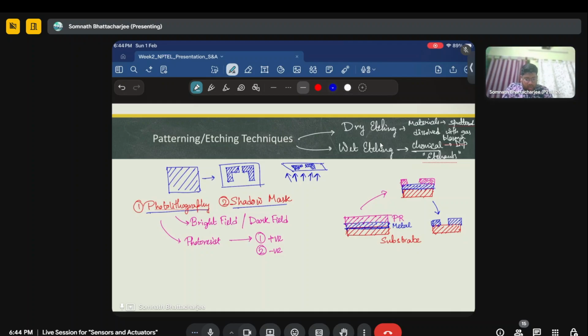Now, I was here in the photolithography section. There can be two types of masks, as I was saying. So we need a glass mask. That is the basic thing we need to know. Now, what happens in a bright field mask is like this. If you have a mask like this and your pattern is, let's say, like this.